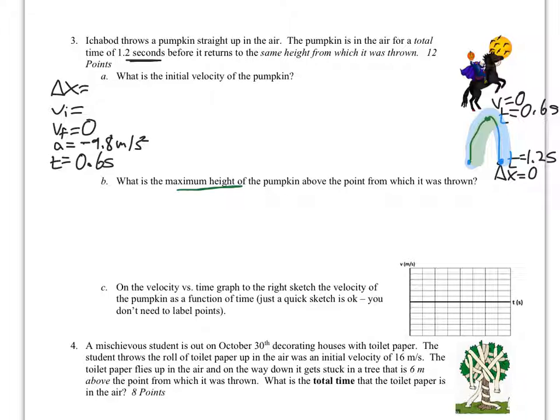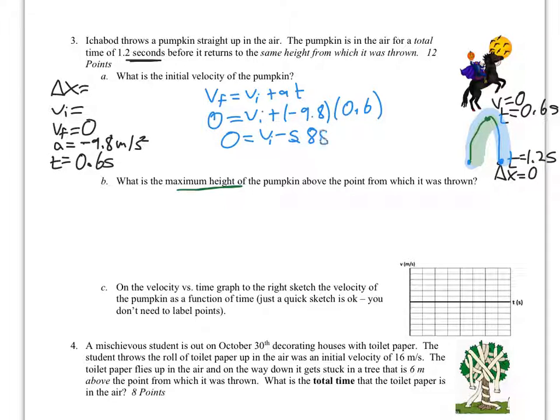And now I can go ahead and use that to solve for my initial velocity. So I'm going to say Vf equals Vi plus At. 0 is going to be equal to Vi plus negative 9.8 multiplied by our time here, which is 0.6 seconds. And that means that my initial velocity, well, it's going to be Vi minus 5.88. So my initial velocity here is going to end up being 5.88 meters per second.